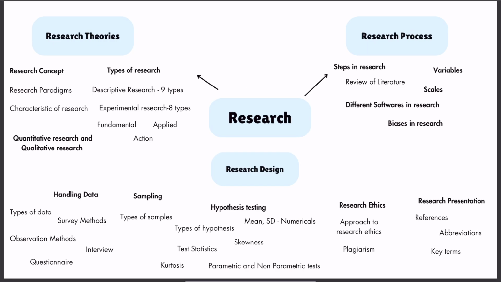So this is a small mind map that I've created, and what I've done is I've divided this into three main topics: research theory, research process, and research design. Under research theories, I've divided the notes into research concept, types of research, quantitative research, and qualitative research, and these are some of the subtopics under it.